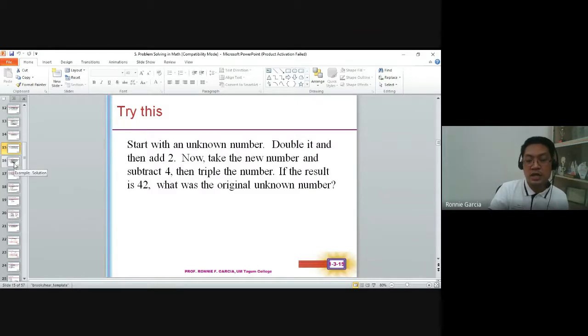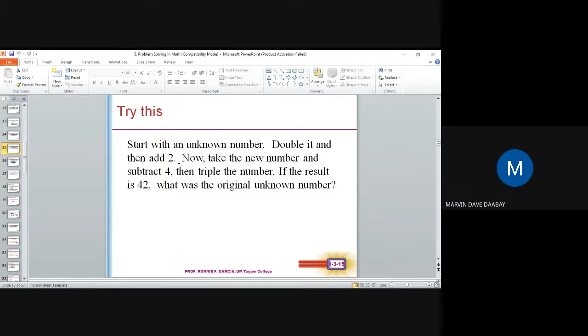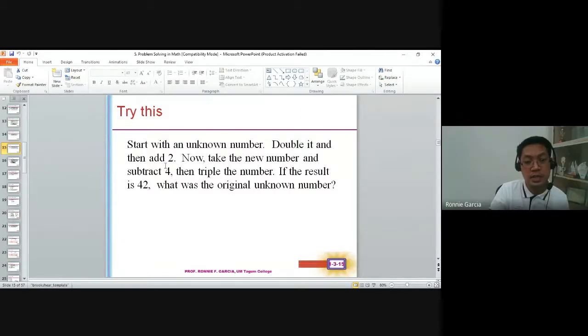You have an idea, right? How do we answer this? You start from 42. So if you start from 42, you go backwards. What is the reverse of triple? Divide. Since triple is times 3, how do you reverse times 3? Divide by 3. So what is 42 divided by 3? 14, very good.